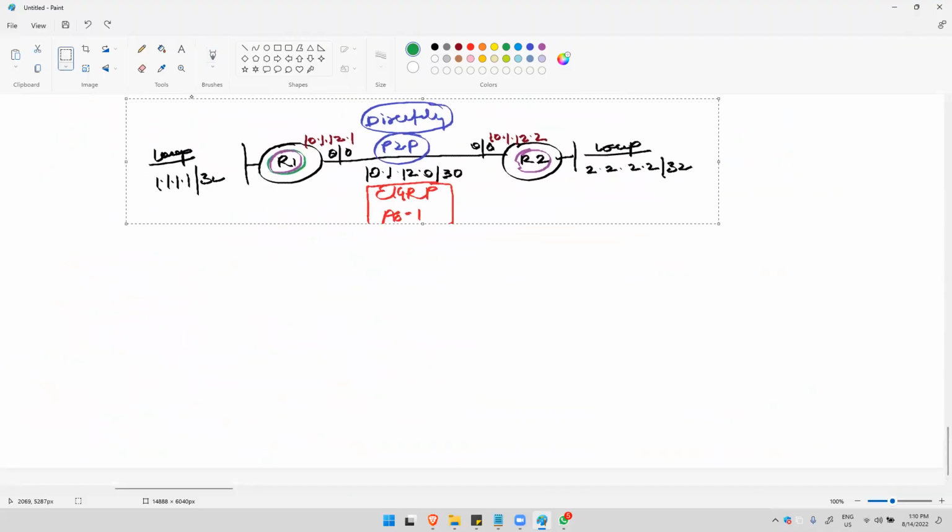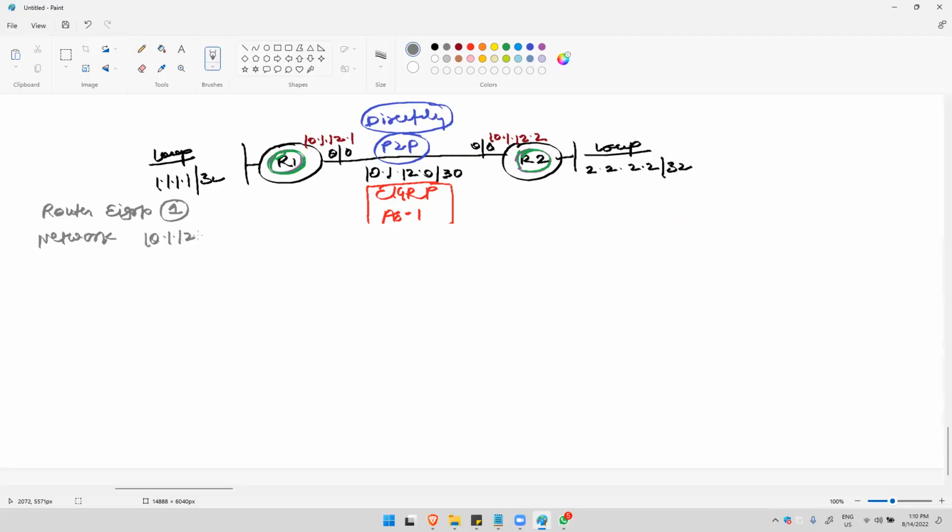Same design. If R1 and R2 form neighborship, basically on router 1 we run the command router EIGRP 1, and we run network 10.1.12.0. The same command we run on router 2 as well. Clear now?